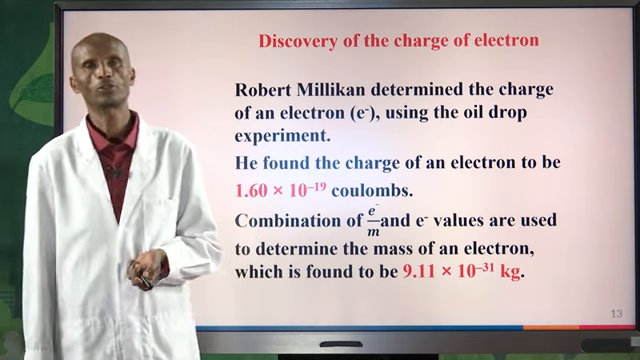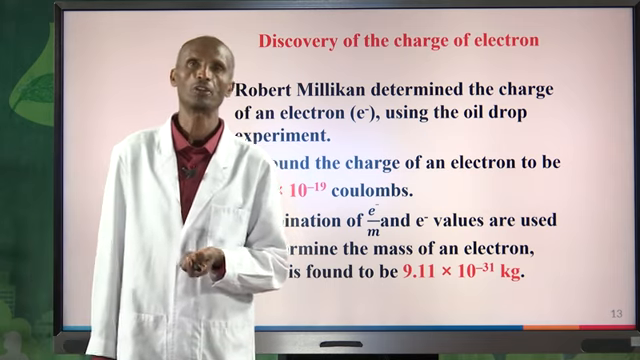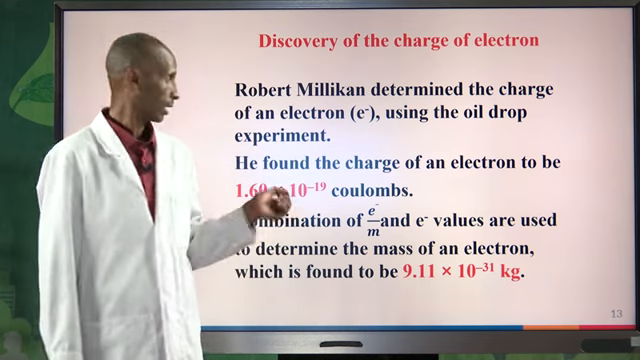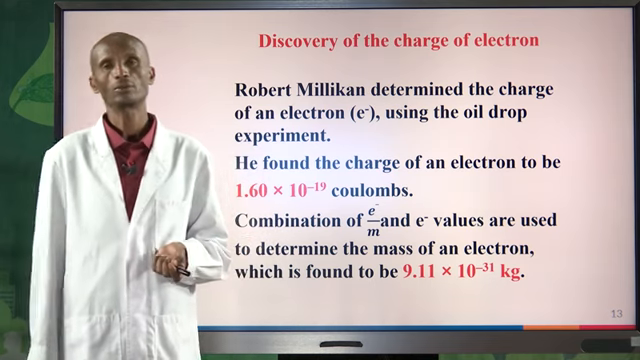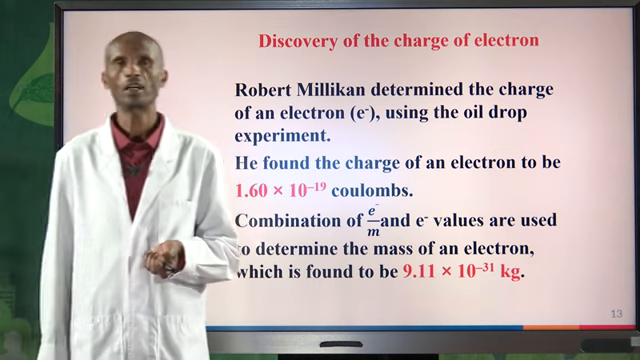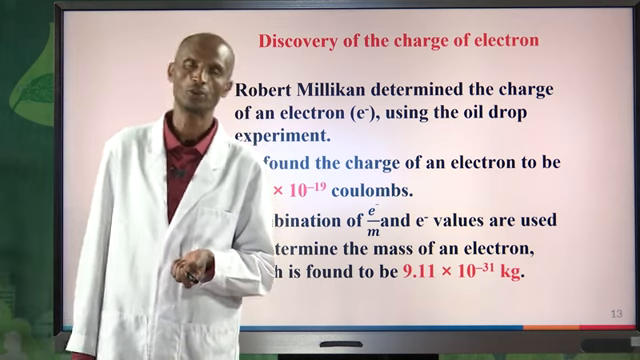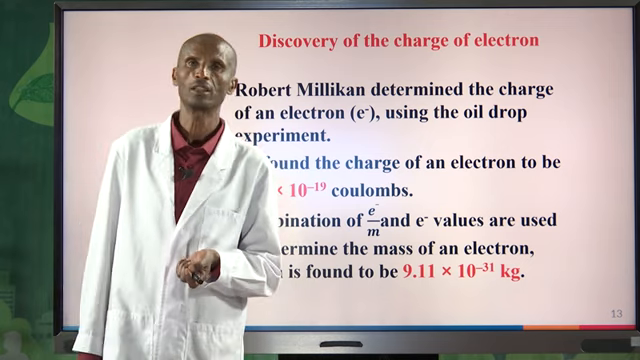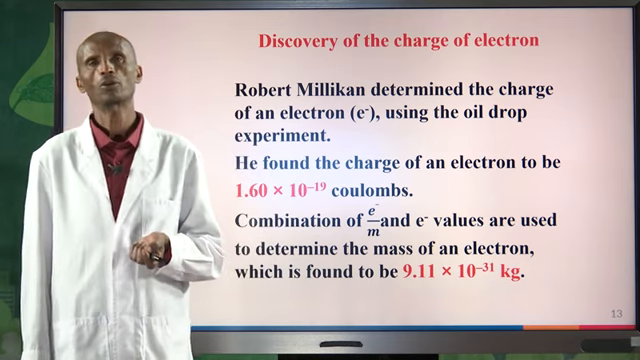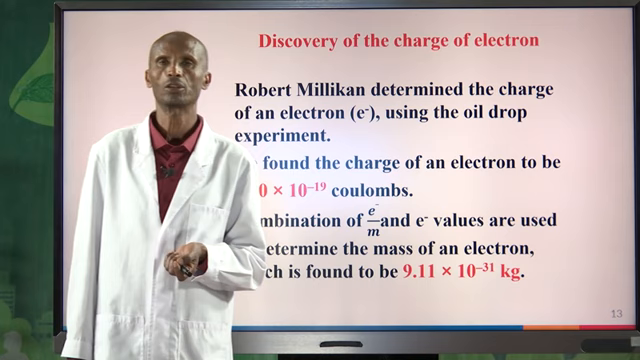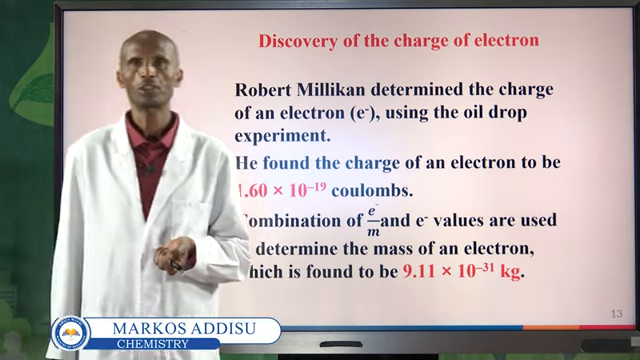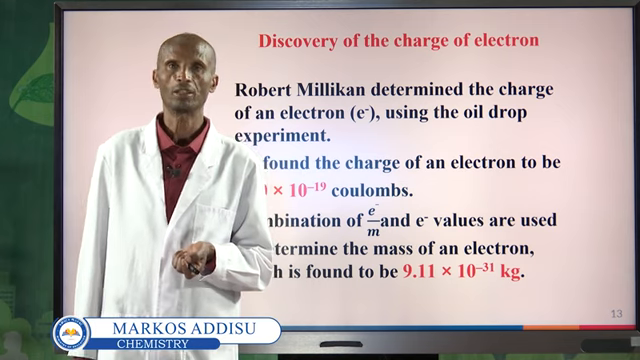The other point that we have to discuss is about the discovery of charge of electron. As you can understand from the video, J.J. Thomson discovered the charge to mass ratio of electron to be 1.76 times 10 raised to 11 coulomb per kilogram, or 1.76 times 10 raised to 8 coulomb per gram. Now, how was the charge of electron determined?